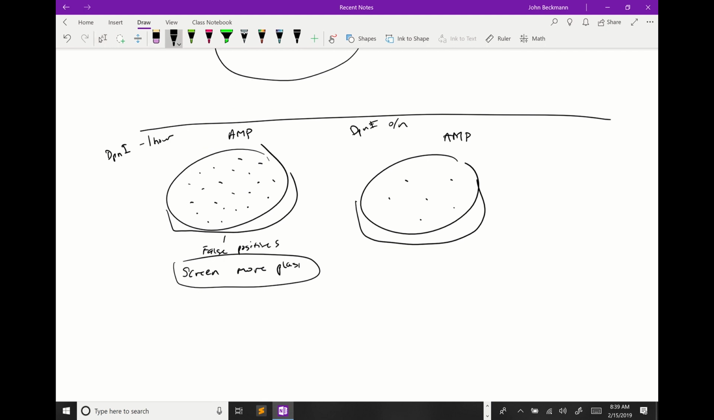We're not changing the insert. Well, we are changing the insert, but we're not changing the size of the insert, right? We're just changing the codon. So how would you screen to see if your QuikChange worked or not?